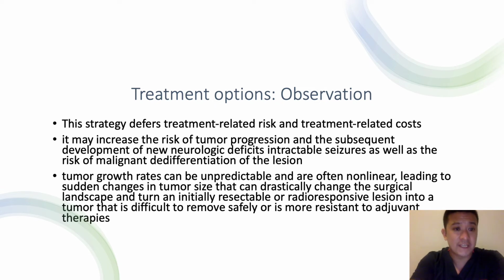Now, tumor growth rates can be unpredictable and are often nonlinear, leading to sudden changes in tumor size that can drastically change the surgical landscape, and turn a resectable or radio-responsive lesion into a tumor that is difficult to remove safely and is more resistant to adjuvant therapy. So as the tumor gets bigger, it just gets more difficult to take it out. And as the tumor gets bigger, the chances of it responding to either chemo or radiotherapy get smaller.